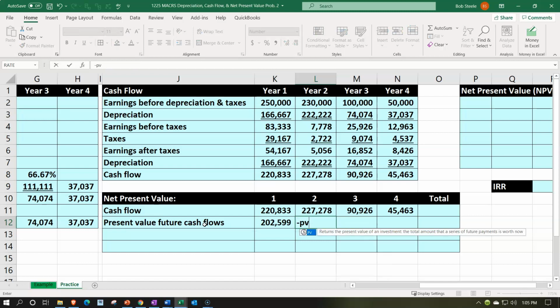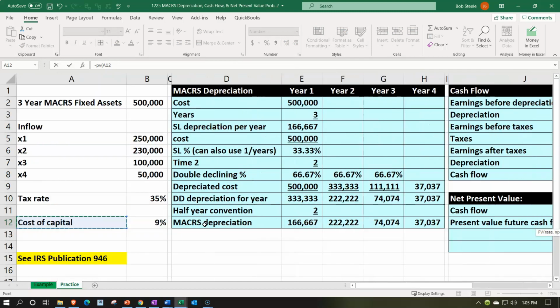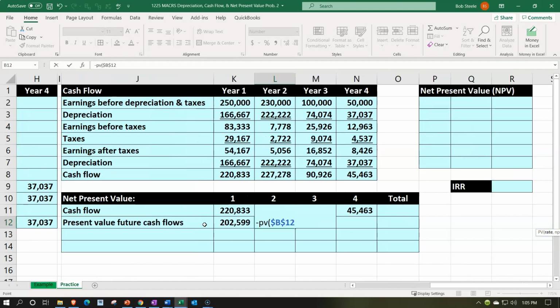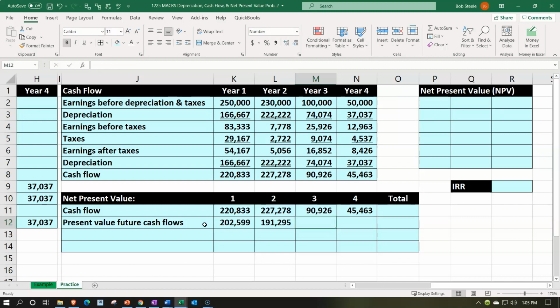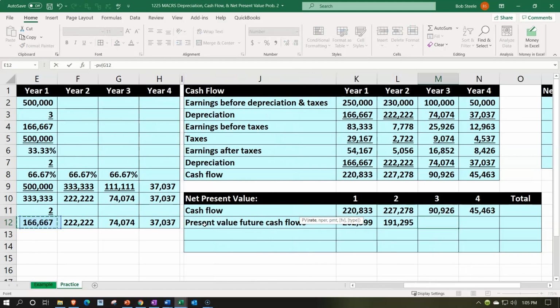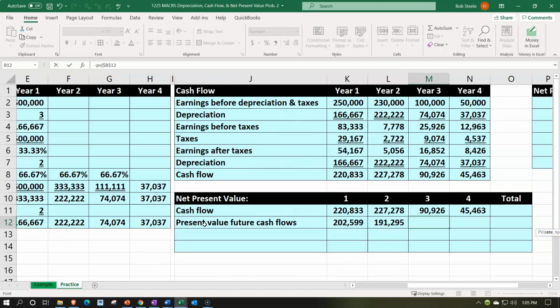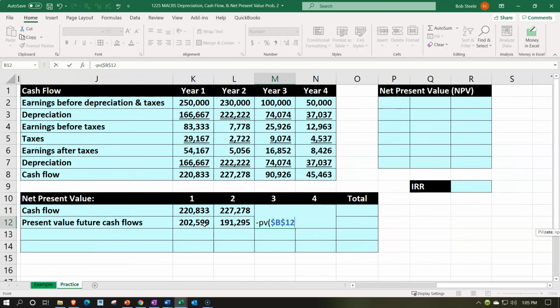Negative PV, Shift 9, rate, all the way to the left, 9%, F4 on the keyboard, making it absolute, dollar sign before the B and 12, comma, number of periods, up twice to 2, comma, because it's not an annuity, up once for present value of 1, tab. Do it again, negative, present value, Shift 9, rate, all the way to the left, 9%, F4 to make it absolute, dollar sign before the B and 12, comma, number of periods, up twice, 3 of them, comma, future value, up once, and enter.